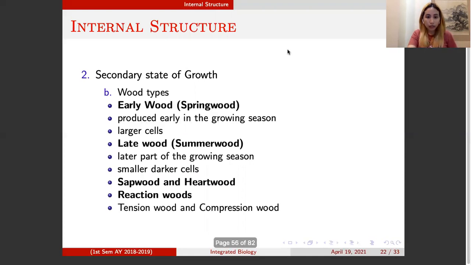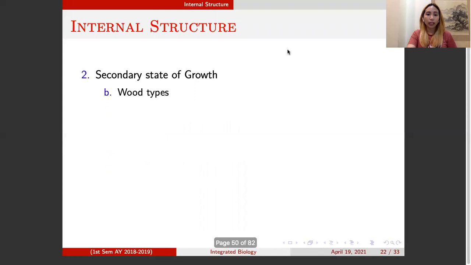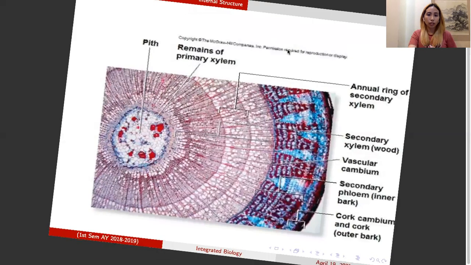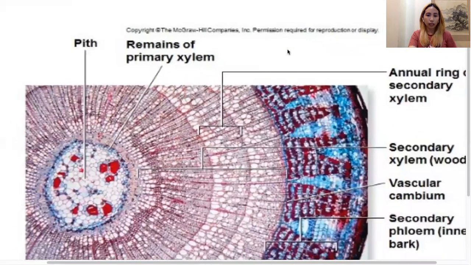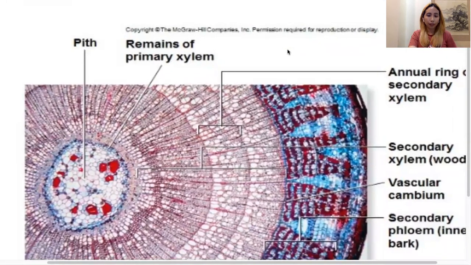Wait, let's see if I have. Okay, wala. So balikan natin yung picture. Oh. Right. So here you will see the early wood and then the late wood, right? Early wood and then the late wood. Early in the growing season, napo-form yung mga early wood, so napupush sila paloob, right? Kasi sila yung unang layer na mapo-form.